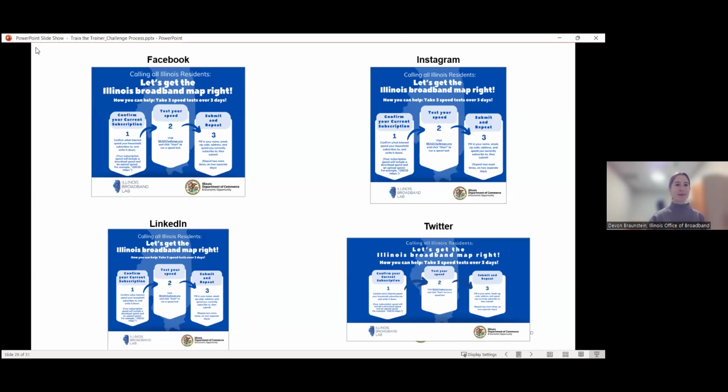So our team here at the state created these social media graphics that emphasize the basics of the message we're trying to convey. Calling all Illinois residents, let's get the broadband map right. How you can help takes 3 speed tests over 3 days. And then it kind of goes into those 3 main steps.